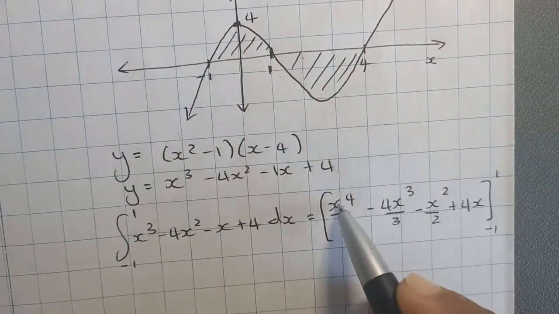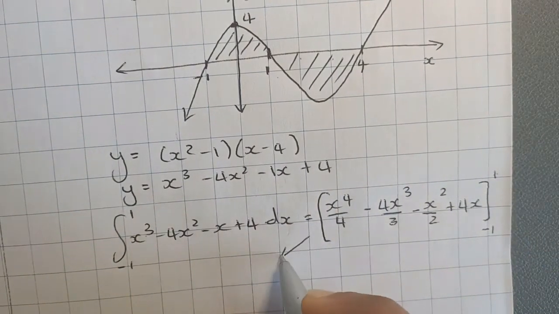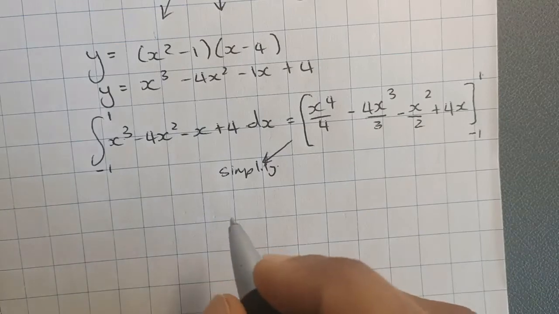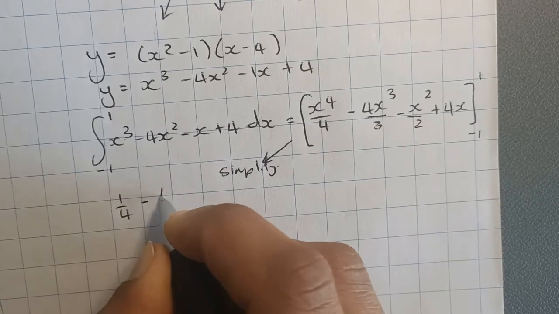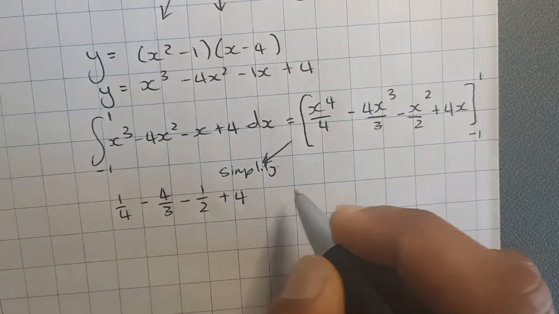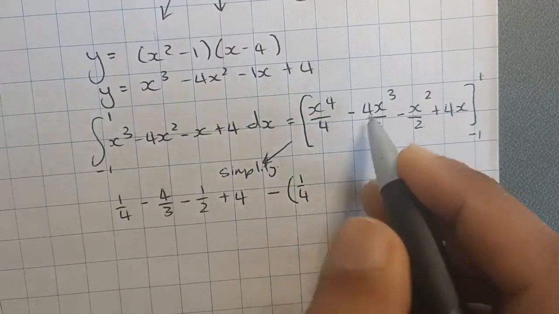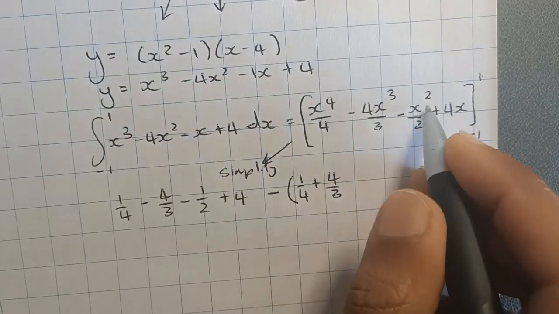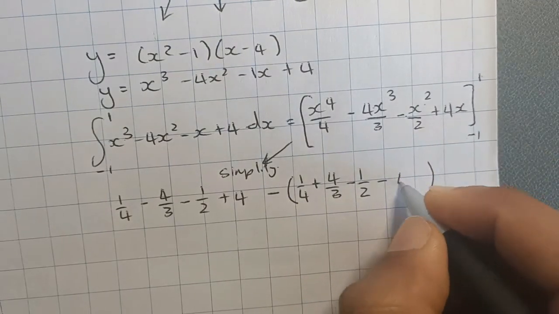If I substitute 1 in here, let's see what we get. We're going to end up with 1 over 4. So I'm going to simplify this, and we're going to end up with 1 over 4 minus 4 over 3, remember x is 1, minus 1 over 2 plus 4. And then I'm going to subtract. Once I substitute -1 in there, I'll end up with 1 over 4. The negative cube becomes a negative, so plus 4 over 3. This will become positive, which will still remain a negative. So -1 over 2, and that'll become -4.